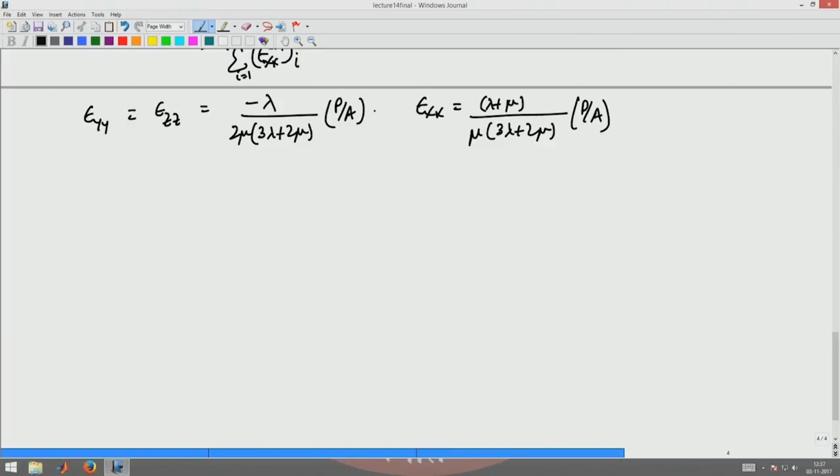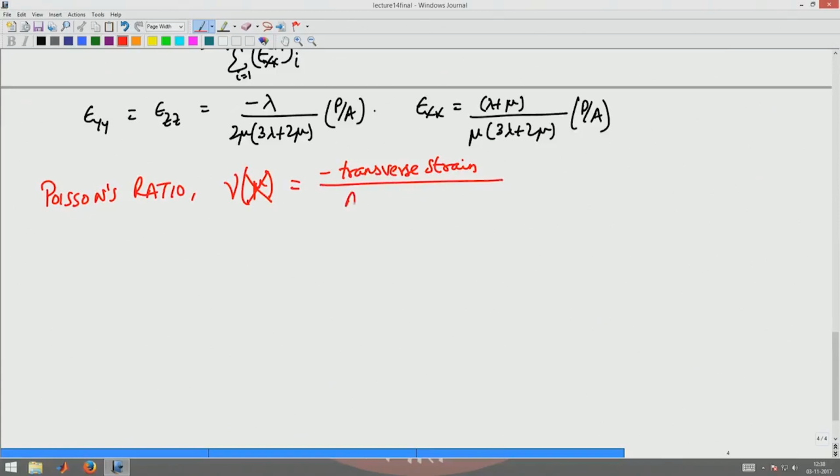Okay. Now I define the second parameter that I want to find from the uniaxial experiment, that is called the Poisson's ratio, which we will denote by the symbol nu. Some use the symbol mu also for this, okay, but this we have already used for the Lamé constant, so we are not following this notation here. Okay. So this is defined as the negative of the transverse strain to the axial strain.